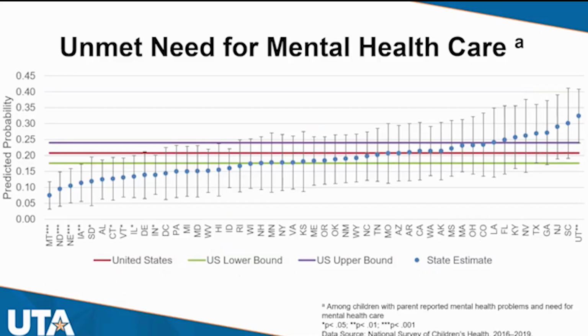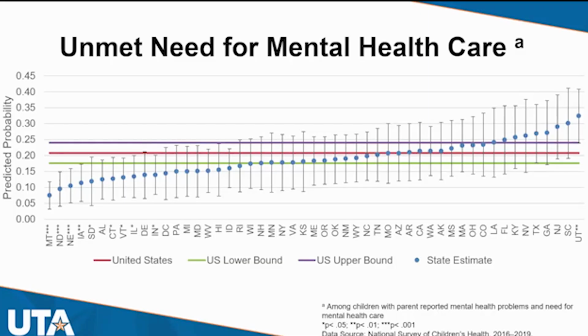This is the one that I think is more useful, if you're interested in knowing where your state lands. The little bars on either side are the confidence intervals. This links the rates of unmet need for mental health care to the United States average, so it tells you where a state falls in relation to what the rate is for the United States. The purple and green lines are the 95th percentile, and your blue dots are your state estimates.